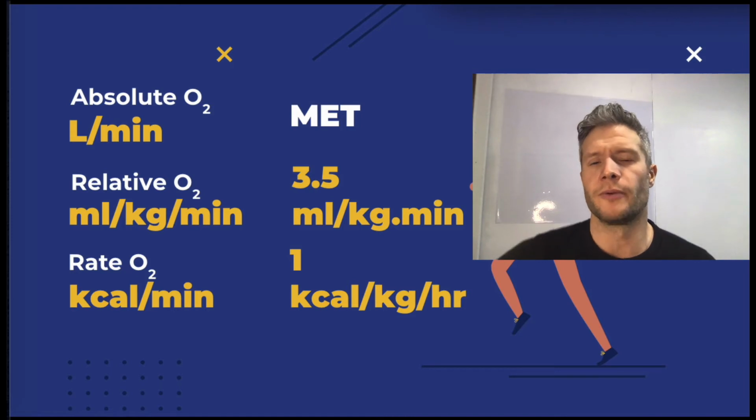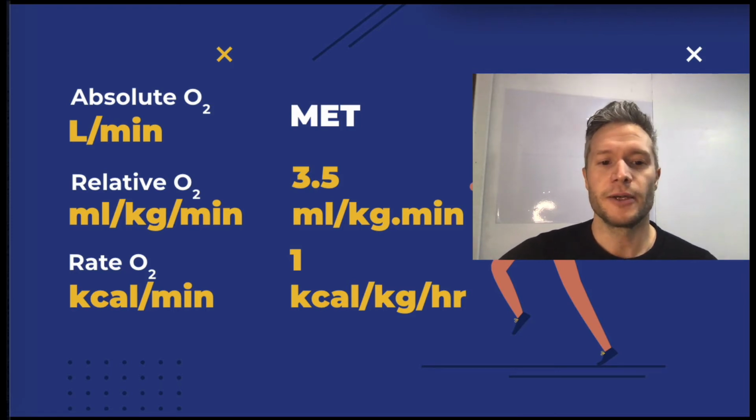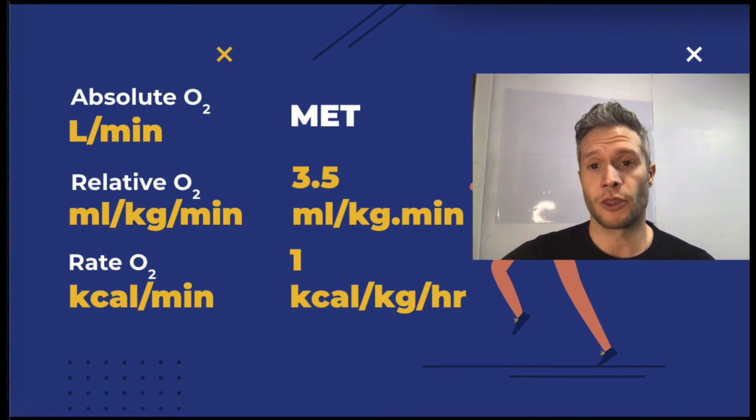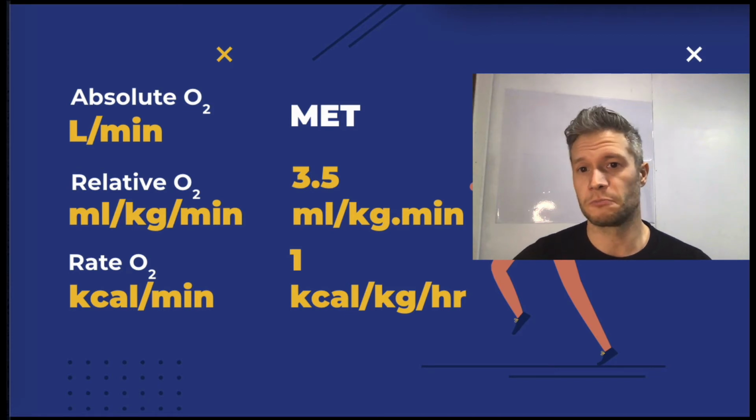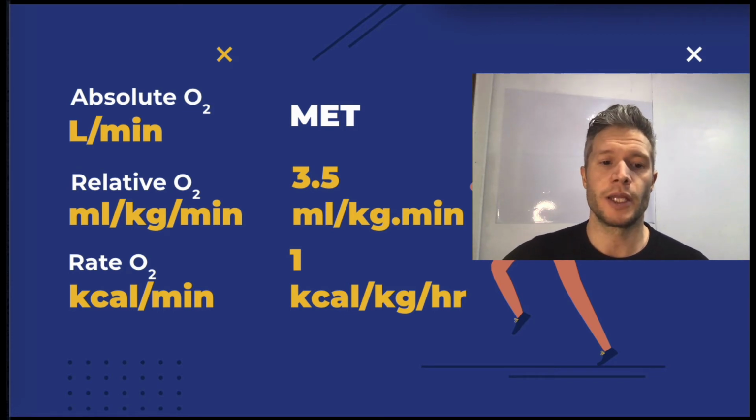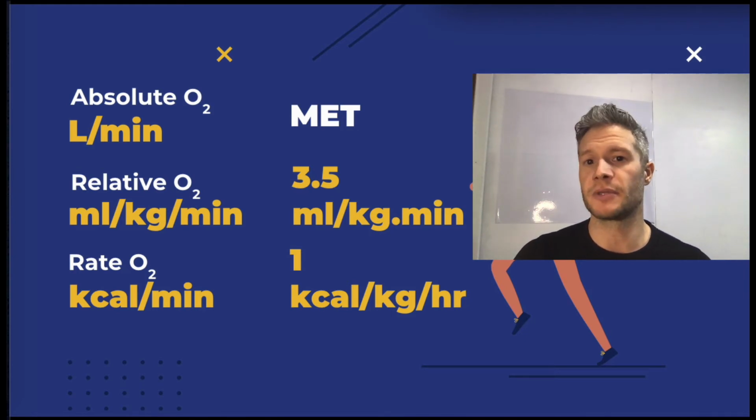So what is this all about? Why is this important? Well, what you're looking at with 3.5 milliliters per kilogram per minute is the standard or average or equivalent of everyone at rest. So if you're just resting, doing nothing, sitting, laying down, you're going to have a metabolic equivalent of about 3.5 on standard. Again, if you look at the rate, it's 1 kilocalorie per kilogram per hour. That's the same as saying 1 MET. So 1 MET equals both of those.